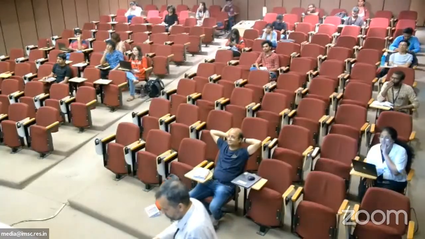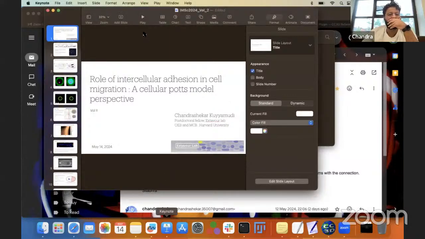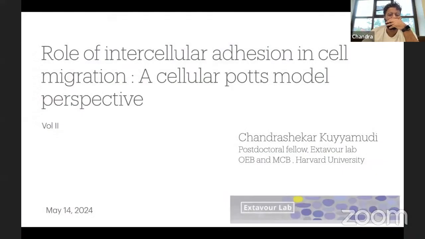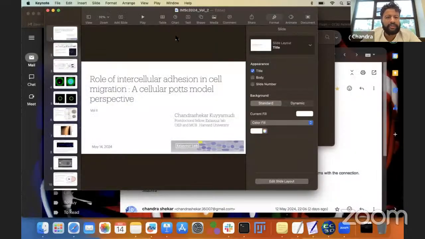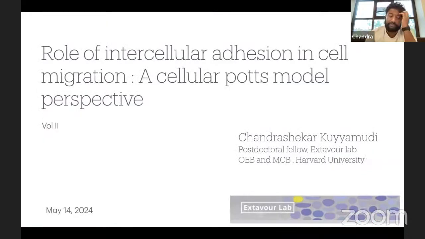All right, I'll share my screen. Welcome back. Today the idea is to talk about how you go about modeling cell migration in a couple of specific biological contexts. One of them is something that I worked on some time ago, so it's more complete. The other one is something that I'm actually thinking about.